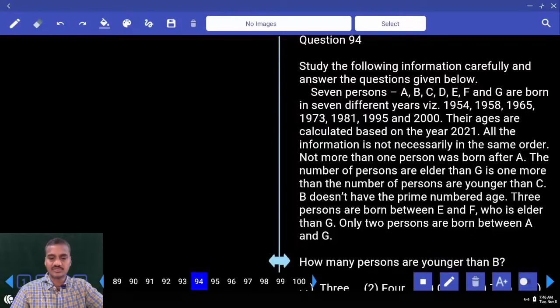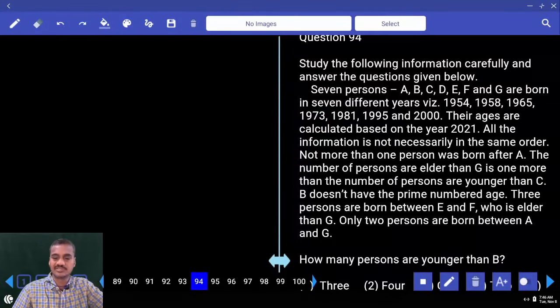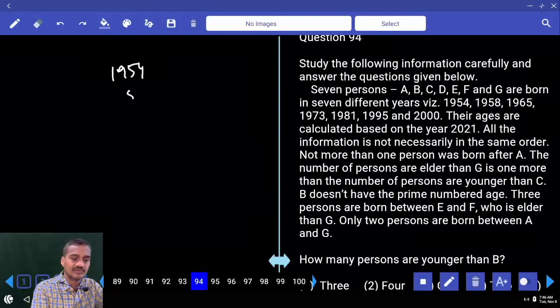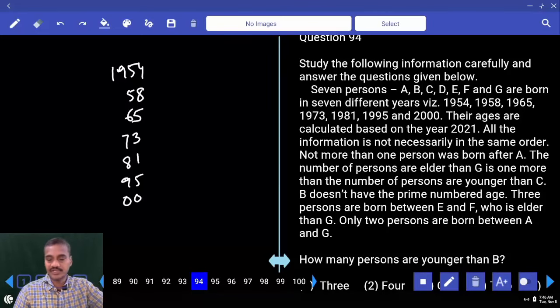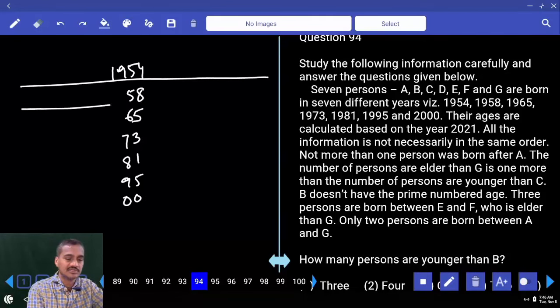Then coming back to this one, there are some 7 persons. They were born in 7 different years. And what are the years we have? 1954 and 58, 65, 73, 81, 95 and 2000. Now these are the years we have, and the base year is 2021. First we need to write down the years in ascending order. Then the ages will be in descending order.